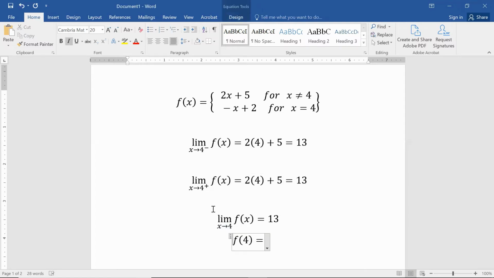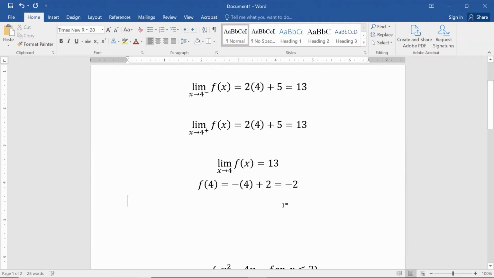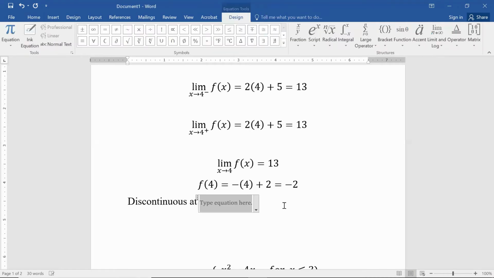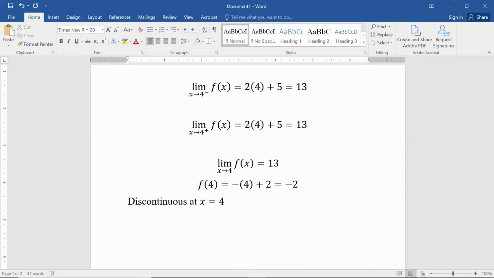However, when you plug in 4, since x is equal to 4, you have to use the bottom equation. So you get negative 4 plus 2, and that's equal to negative 2. So this is a discontinuity. The limit exists, but it's not the same as the function's output at the value of 4. And so we're discontinuous at 4, or at x equals 4.